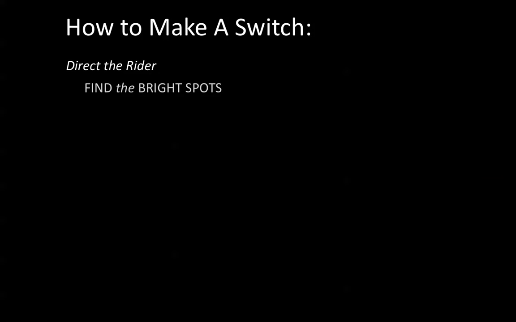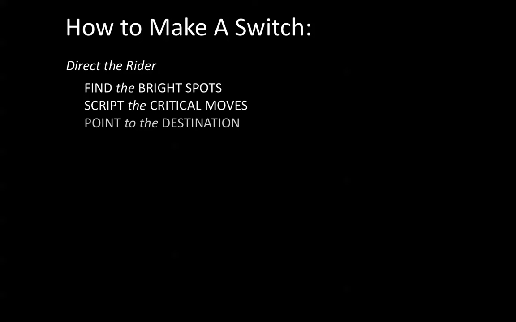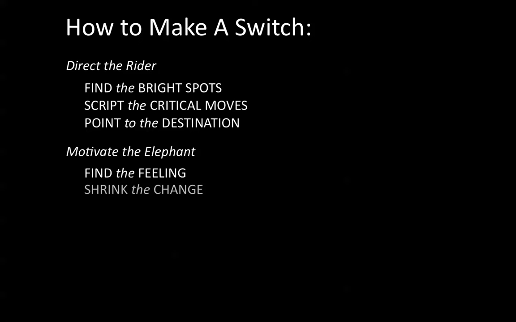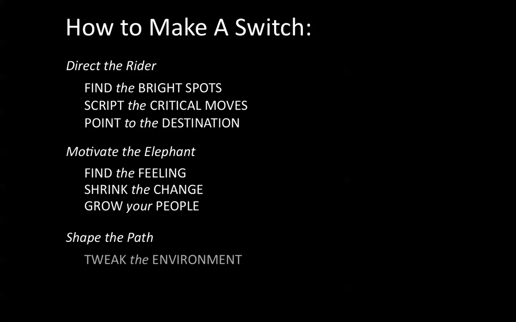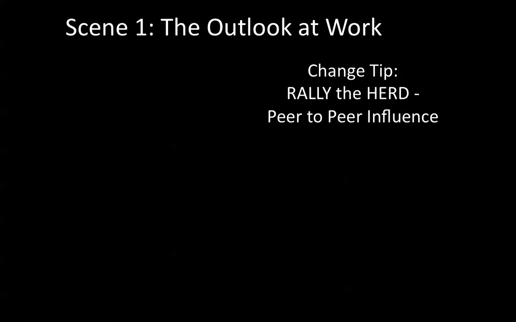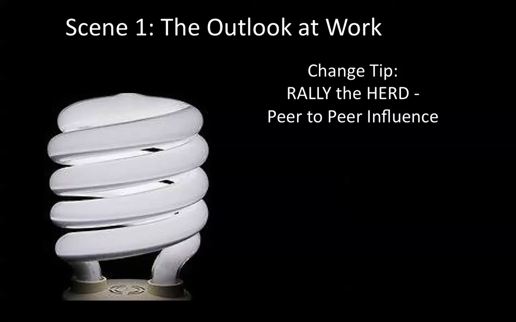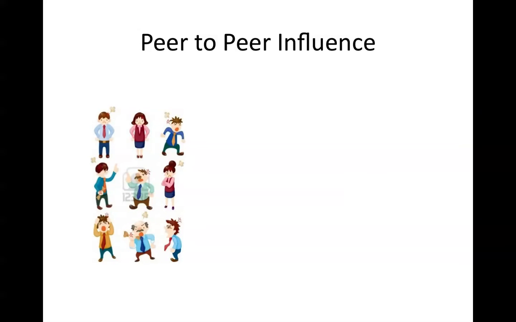To prompt change, we've got to reach both the rational and the emotional sides, while shaping the path. The following are examples that better explain this change process. The elephant constantly looks to the herd for cues about how to behave. This is why peer-to-peer influence for rallying the herd is important. Here is a workplace peer-to-peer example.